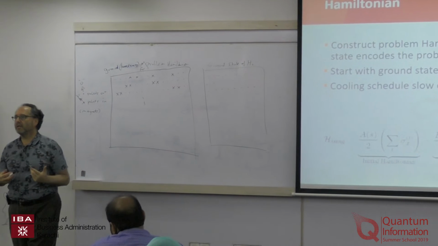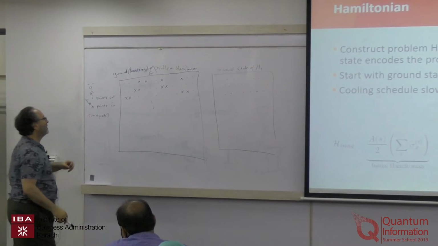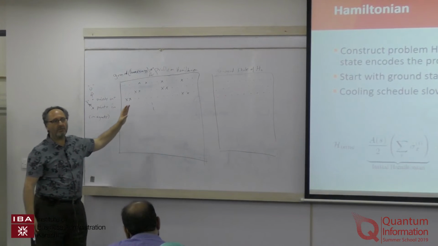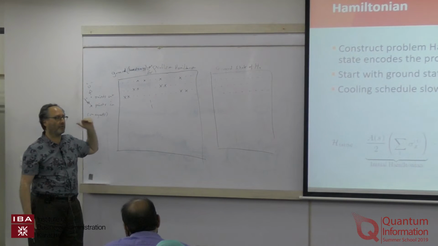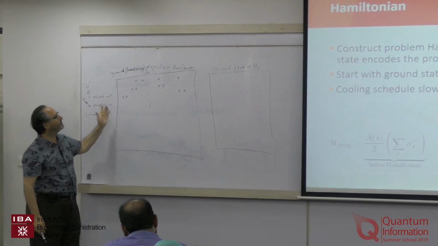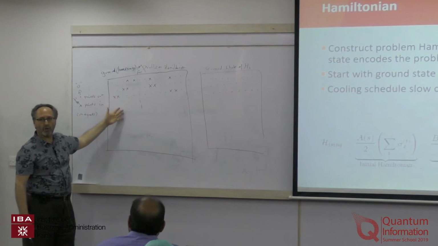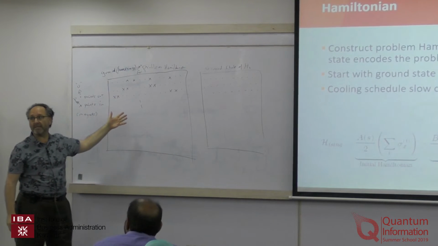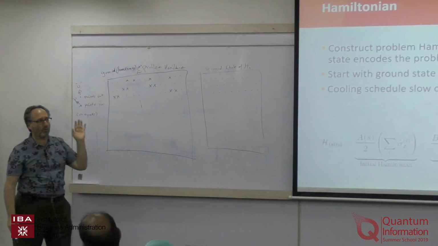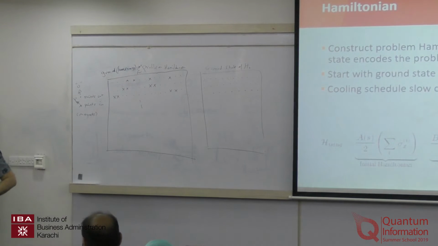Okay, so the trick then, and I'll show you how to do it, is how do you take a combinatorial optimization problem and write it so that the lowest energy state of a Hamiltonian is the answer that you want. I won't go through all the details, I'll just sketch it so you have an idea of how to do it. Okay, so that's what we want to do.